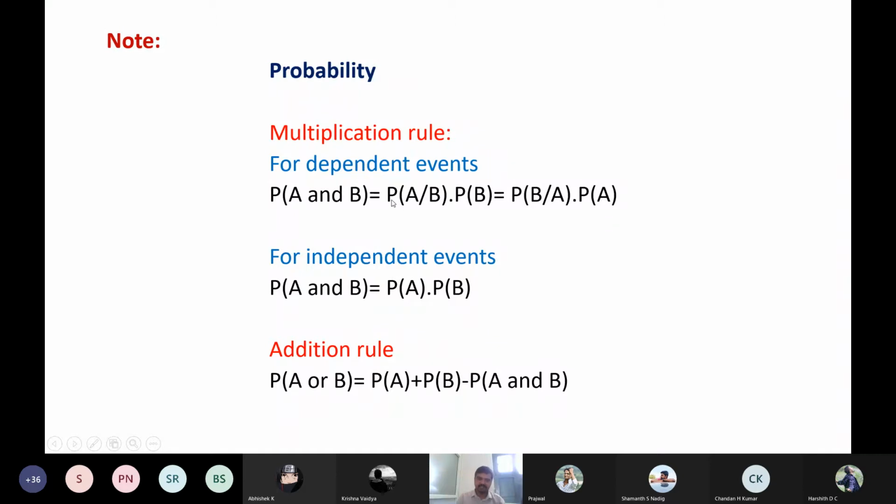Okay, for dependent events, P of A and B depends on which entity is dependent on which. If A is dependent on B, then it is P of A given B into P of B. If B is dependent on A, then it is P of B given A into P of A. For independent events, we multiply the probability values. For the addition rule, if one solution out of those available is sufficient, then you make use of the OR condition. So this is the equation.